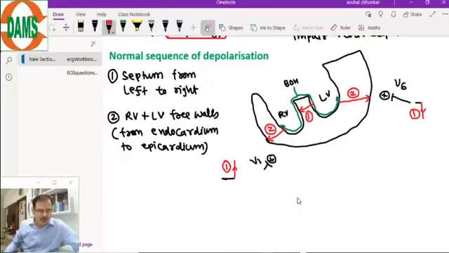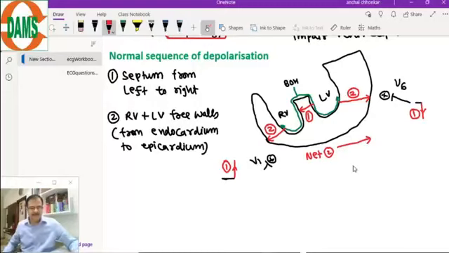Number 2 depolarization. Whenever two events are taking place simultaneously, the larger event is manifested. So the net 2 is in this direction, and the left ventricle free wall generates quite a good current. So there will be the number 2 event.